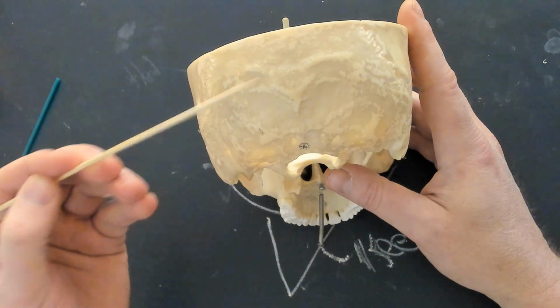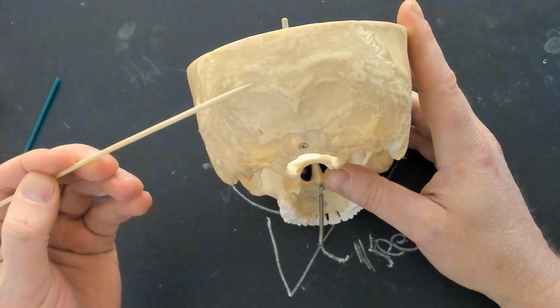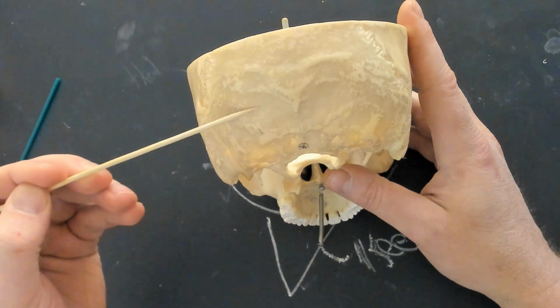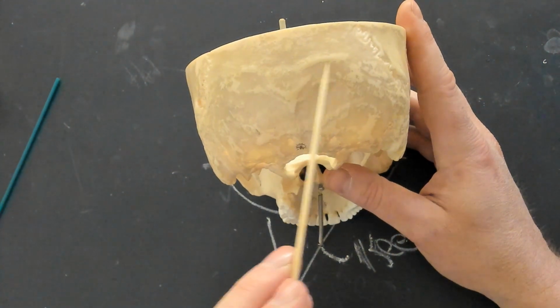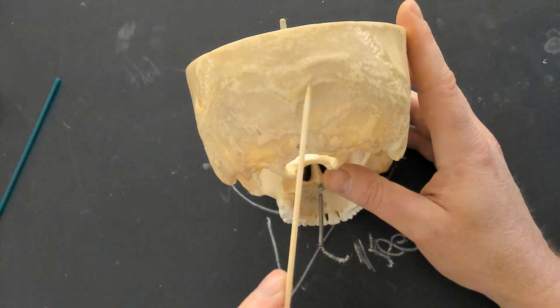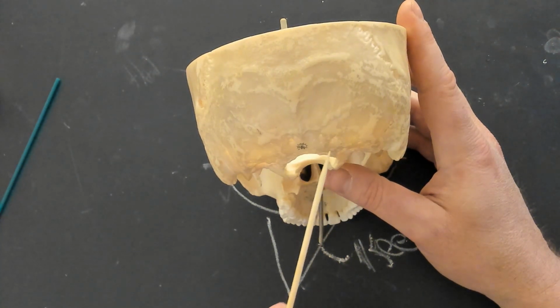So the superior ones are pretty distinct. The inferior ones, you may not find, this one doesn't have good ones. Some of the skulls have really good ones, but the superiors are usually pretty distinctive on this. I can see it on the video a little bit better for the inferiors than I can in person, really.